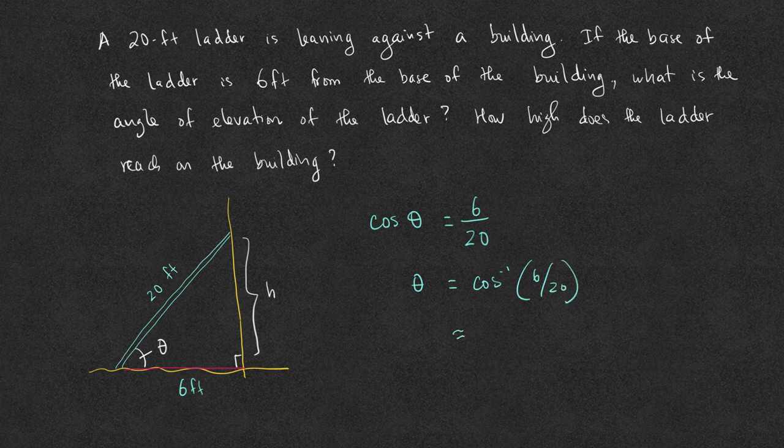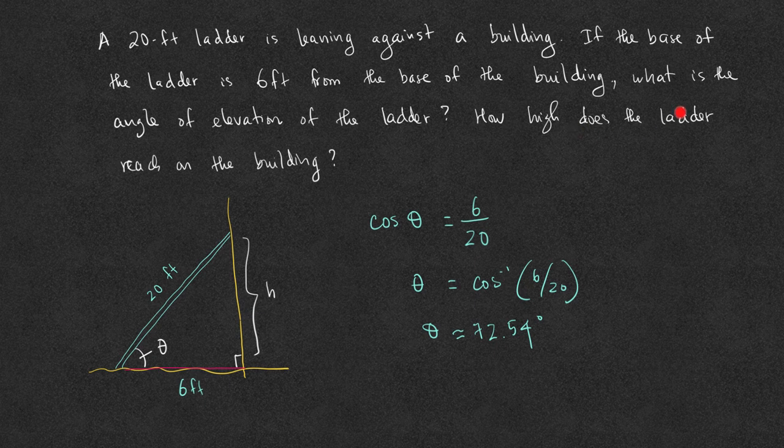And to use a calculator, we evaluate cosine inverse of 6/20. We'll get approximately, in degrees, 62.54 degrees, and that is the angle of elevation.